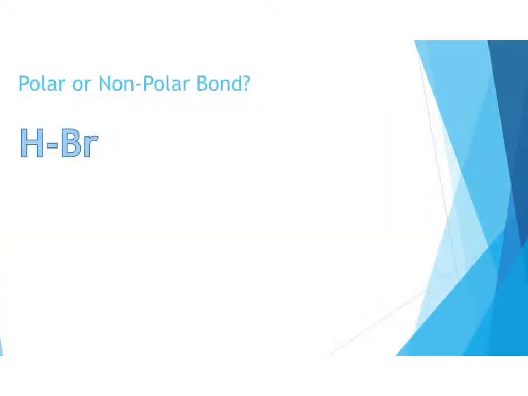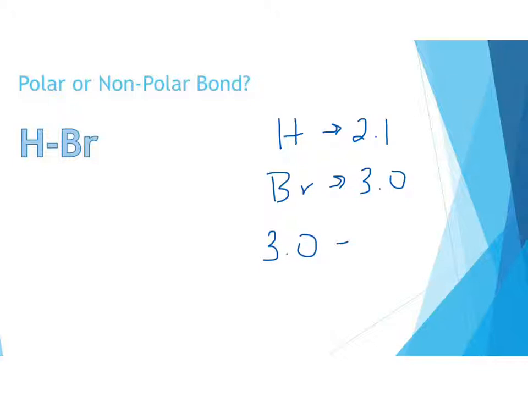Let's do some examples. So if we look up the electronegativities for hydrogen and bromine, hydrogen has an electronegativity of 2.1, bromine has an electronegativity of 3.0. So if we do the big number minus the small number, we get a difference of 0.9. I think we can all agree that 0.9 is greater than 0.5. Therefore, these bonds are polar.